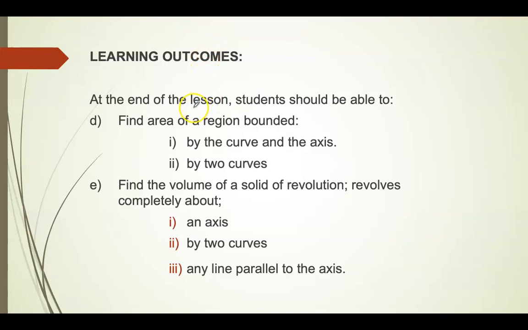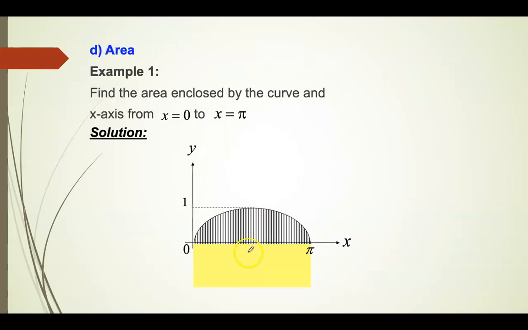You're going to find the area of a region bounded by the curve and the axis, or by two curves, and the volume of a solid of revolution that revolves completely about an axis, by two curves or any line parallel to the axis. So let's start with a simple example.